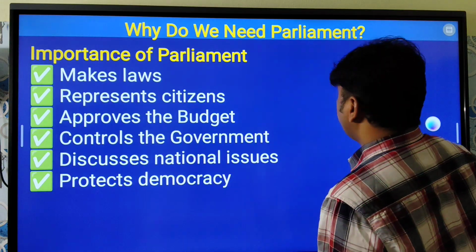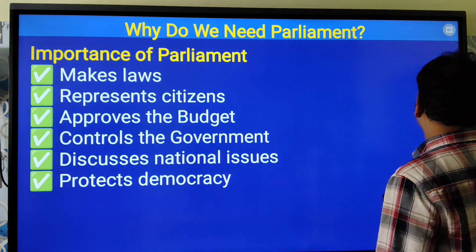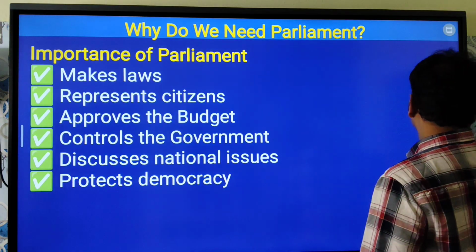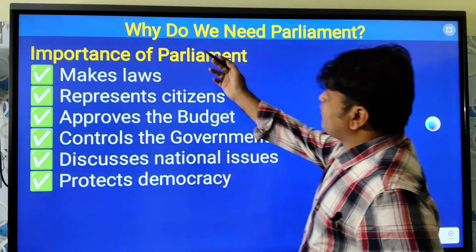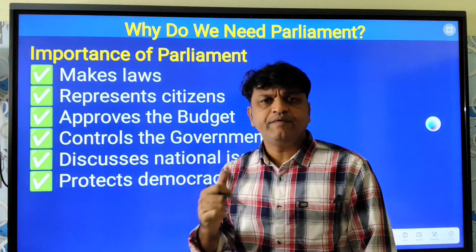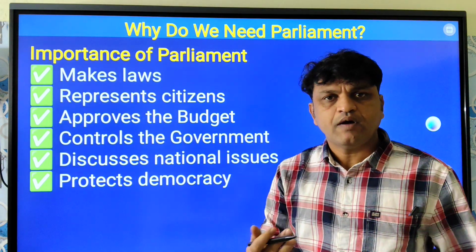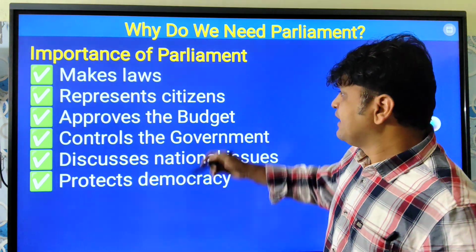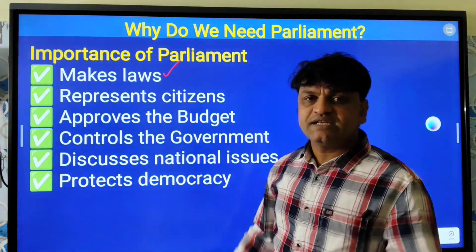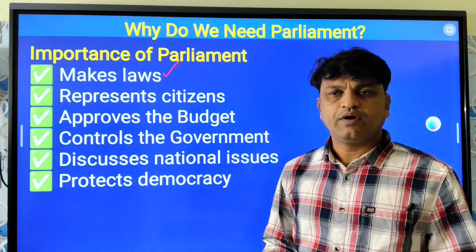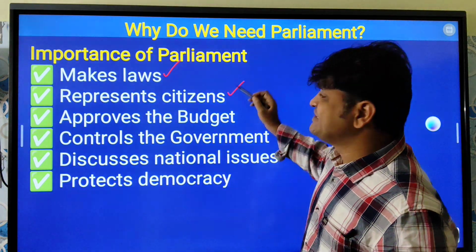Why do we need a parliament? Importance of parliament. Because parliament performs certain functions. What are those functions? Let us see one by one. The parliament makes the laws. I told you, parliament makes the laws for the entire country. And it represents the citizens.